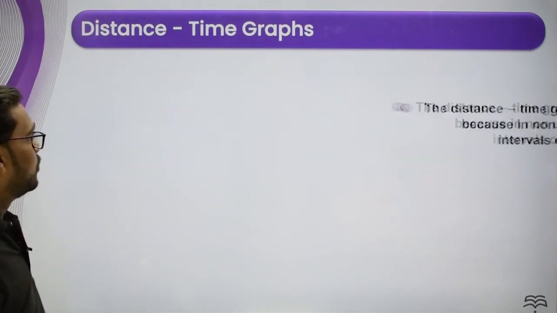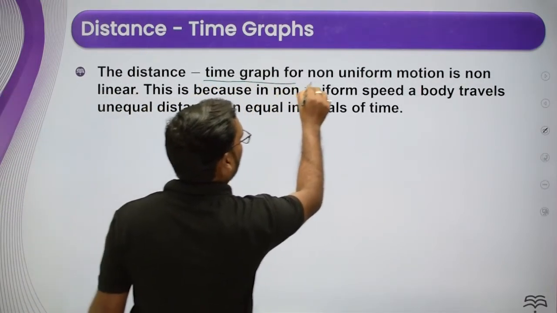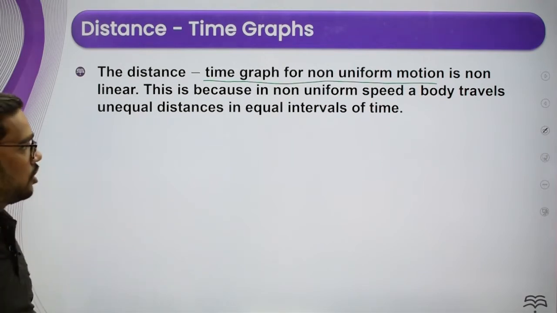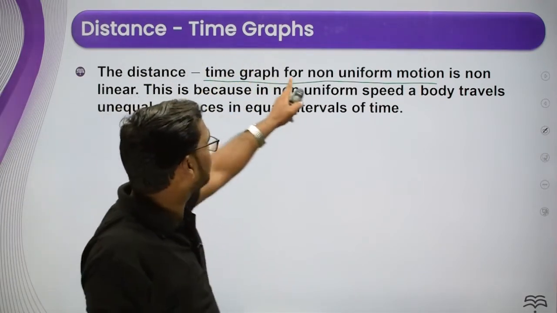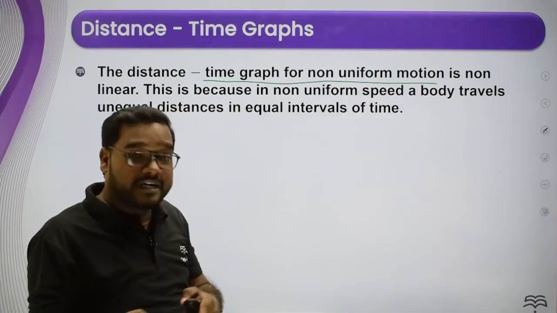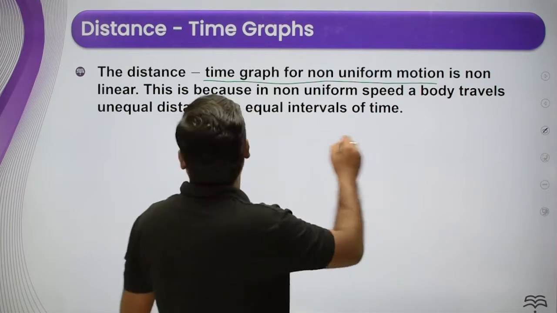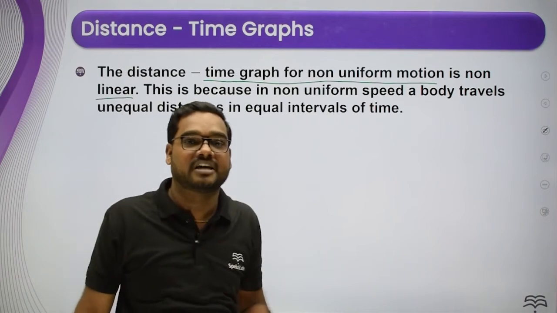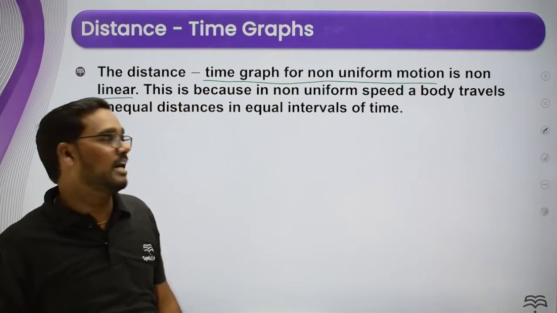Okay, so move to the next: the distance time graph for non-uniform motion. Till now we have discussed the uniform motion. Now we are going to discuss the distance time graph of non-uniform motion. That means in equal time interval, the change in velocity is unequal. So it is non-linear. What kind of graph will this be, children? Non-linear. It's not a straight line, because here the change is different in equal time interval.